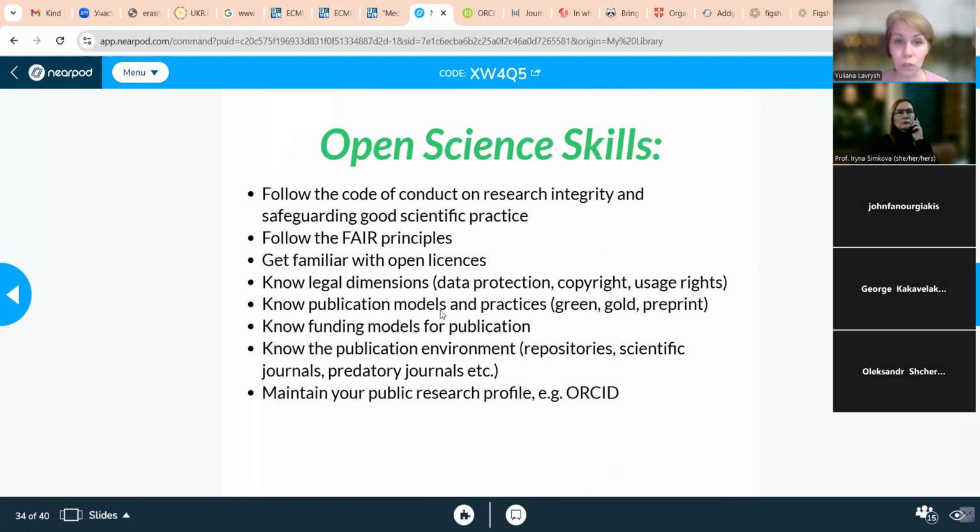So it means that you know what open science is, you know what FAIR principles are, how to find data, how to protect your data, what are the models of repositories, scientific journals, predatory journals. Be careful, those who do not follow the principles of FAIR, and it is really dangerous for scientists. You know what ORCID means and how to make your personal research profile open.